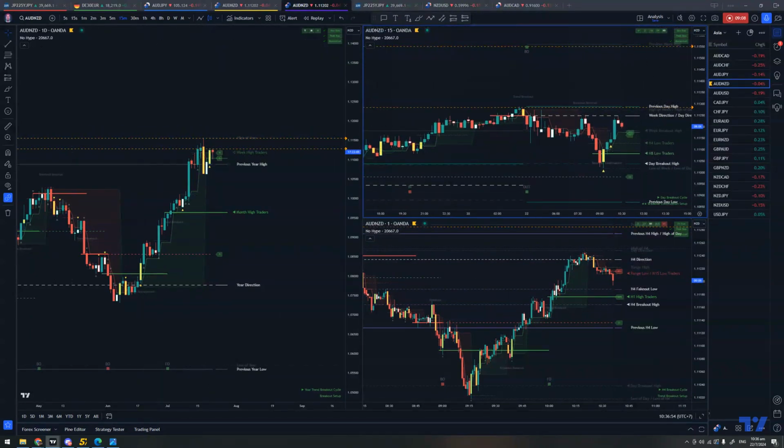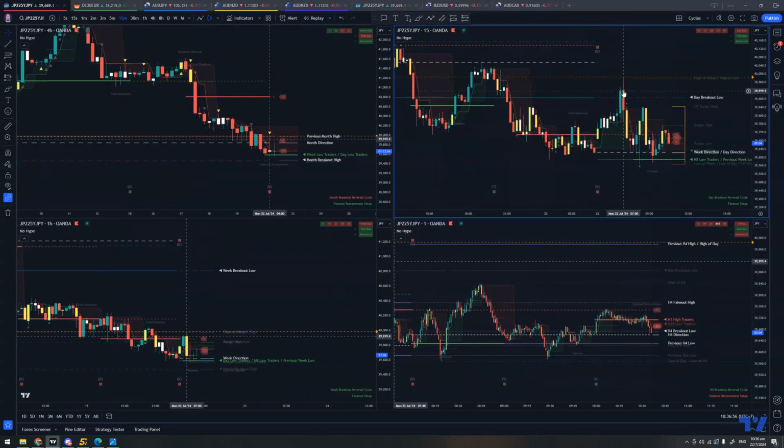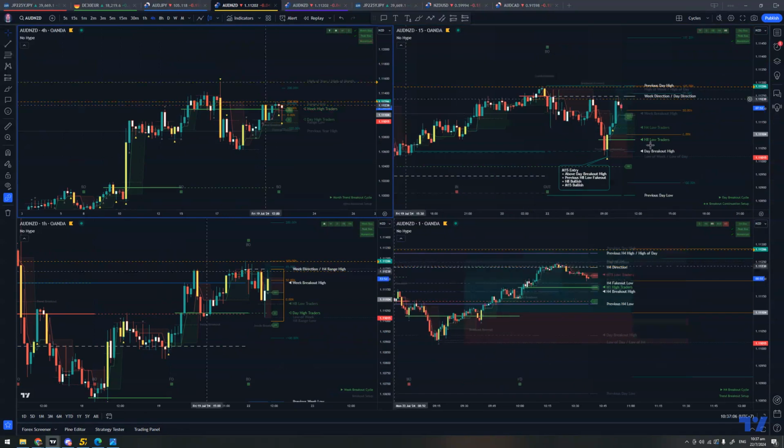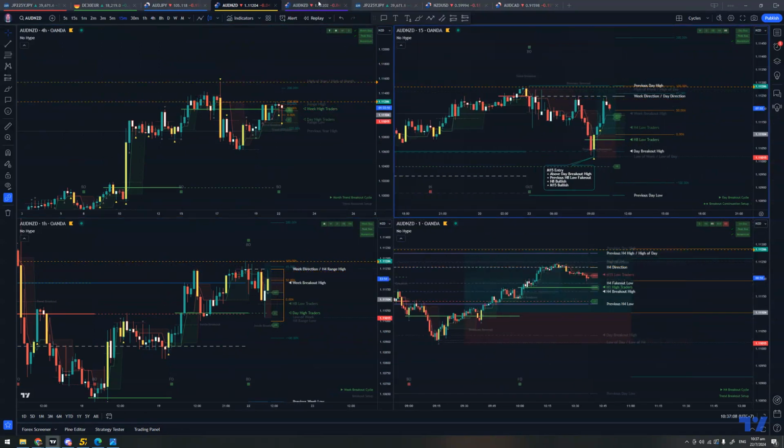I took two trades. The dump here on the Nikkei all the way down. I took partials here, and my runners got taken out. It's okay. And then this one over here.